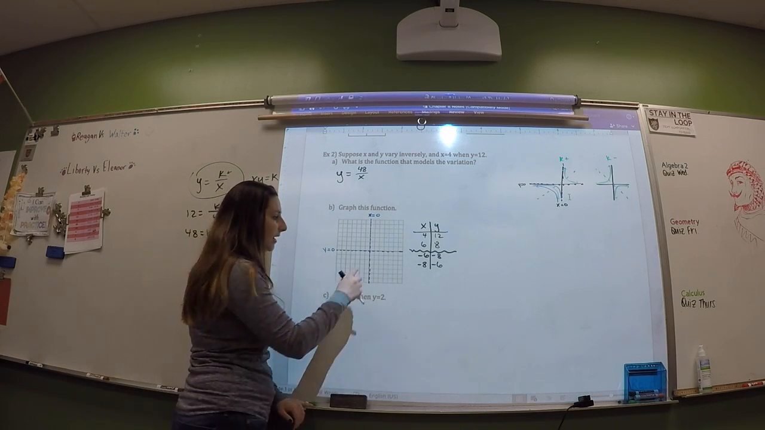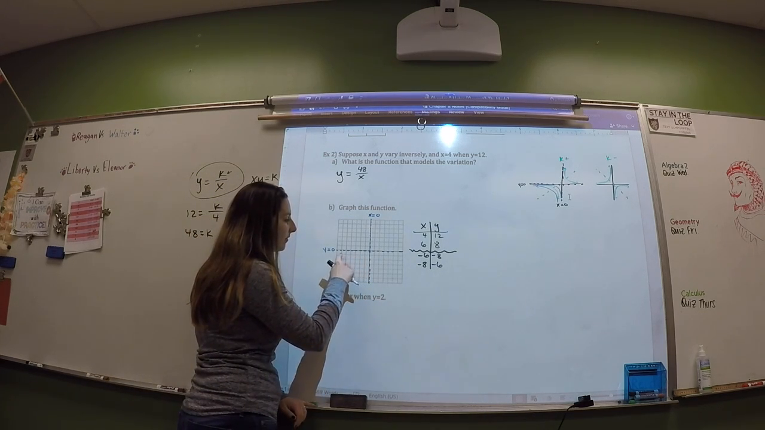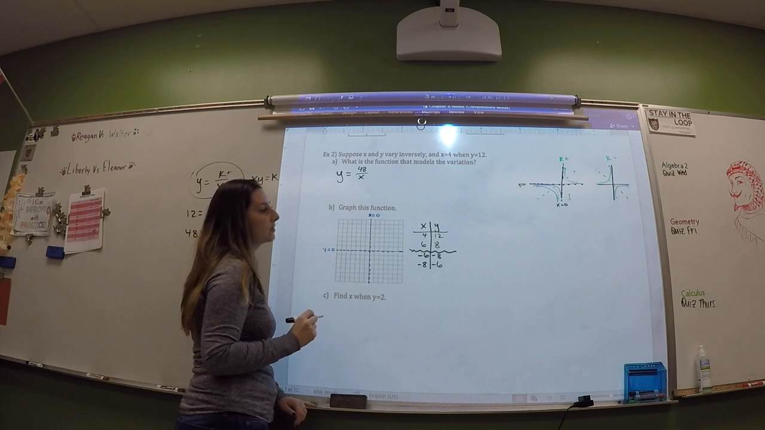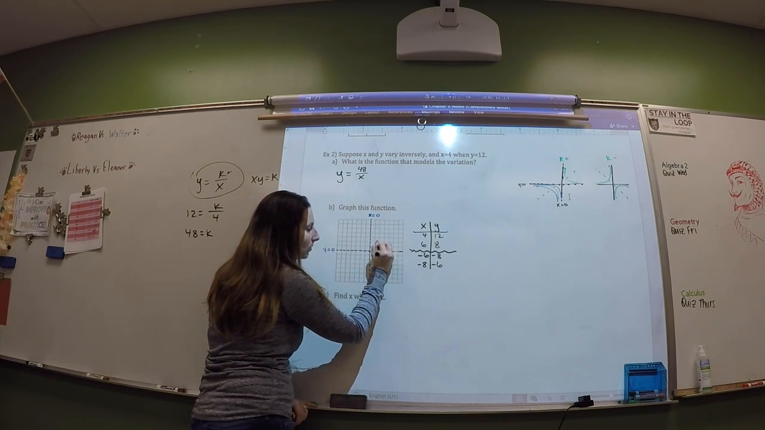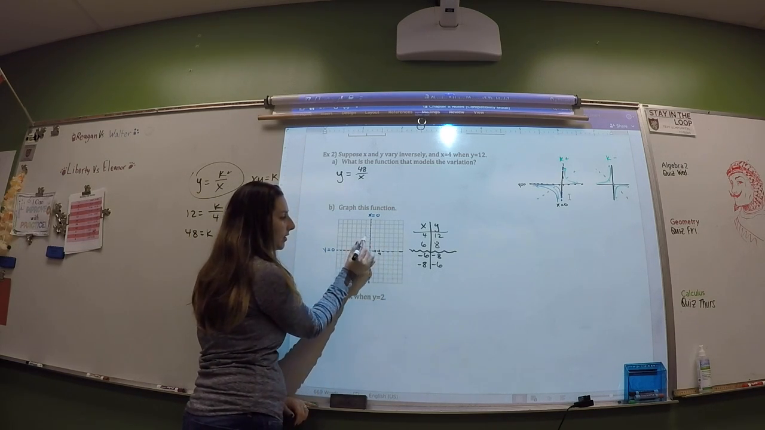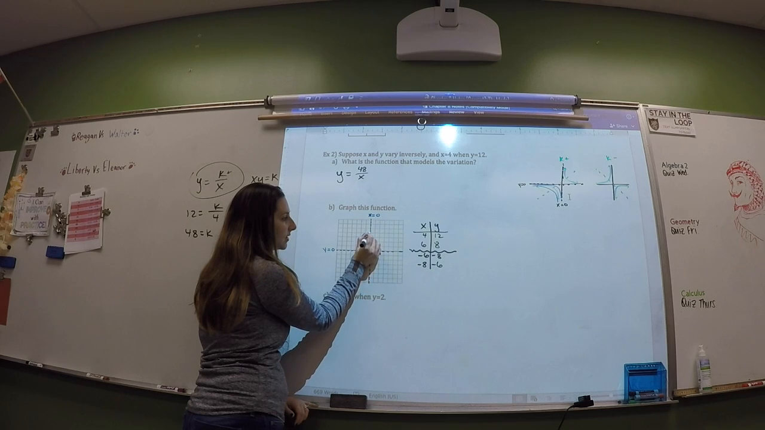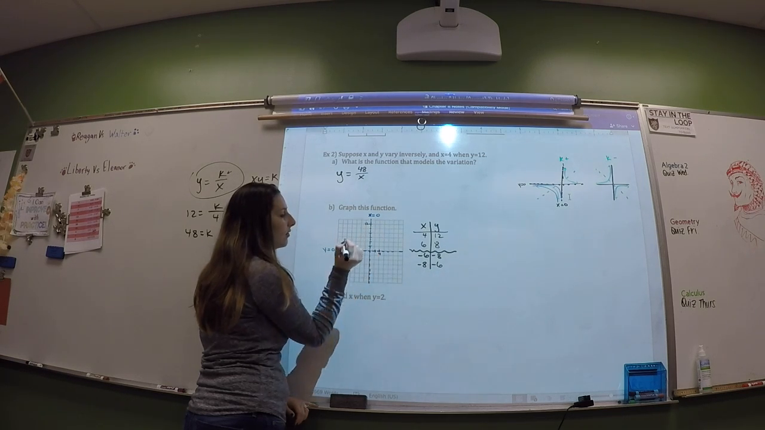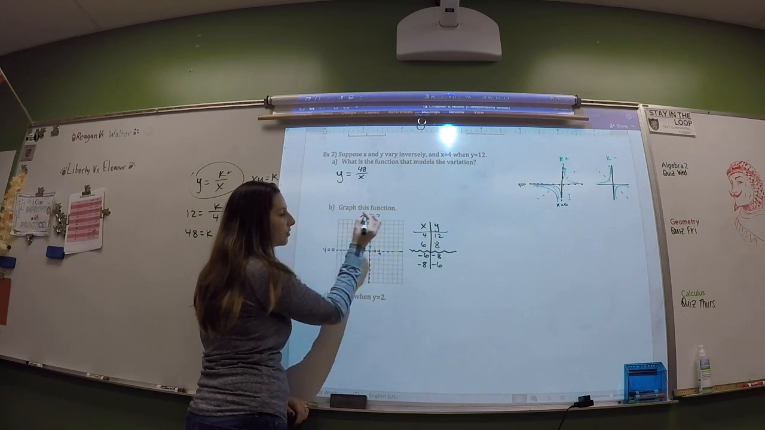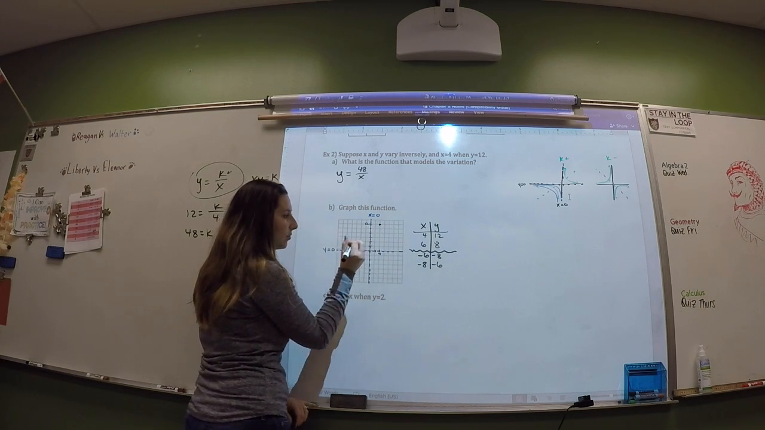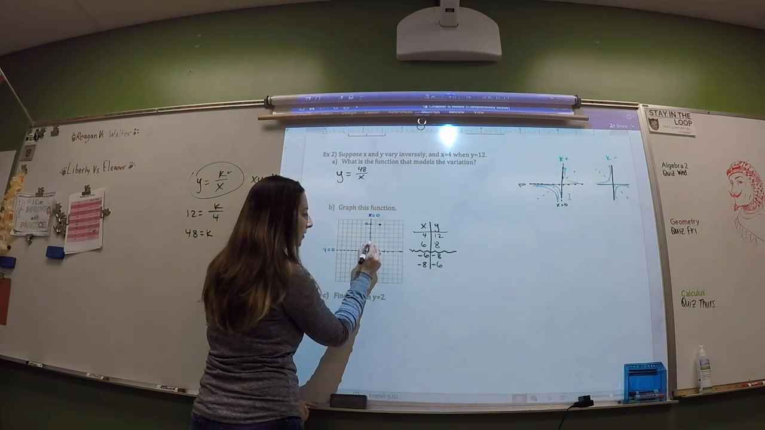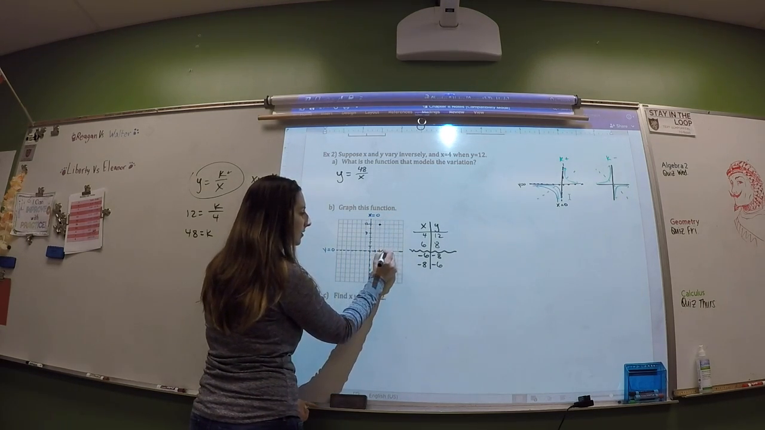I don't know how many spaces I have. 1, 2, 3, 4, 5, 6, 7. So I'm going to go by 2s. 2, 4, and then 2, 4, 6, 8, 10, 12. So I have one point at 4, 12. And I have another point at 6, 8, right there.